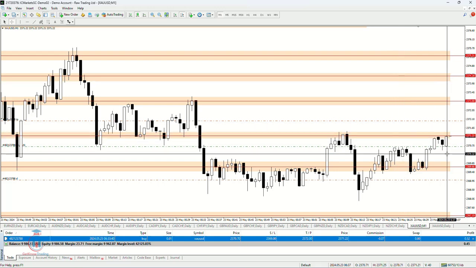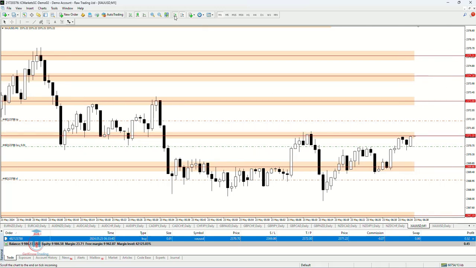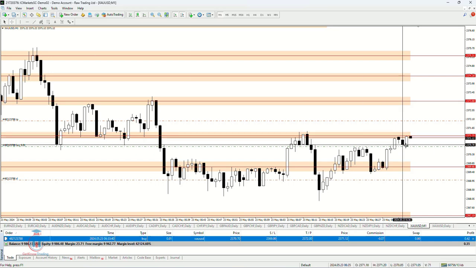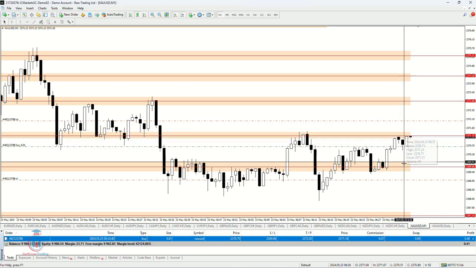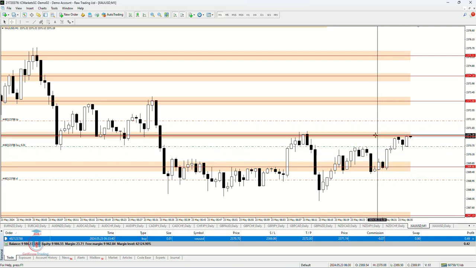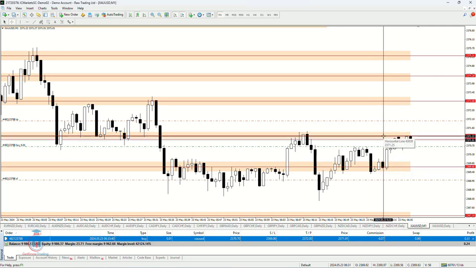So in this case, I have not used this strategy because I have opened the buy order just in between this resistance and the support level. If you would like to learn how to put these support and resistance lines and also supply and demand zones, I have another video on how to draw support and resistance with supply and demand zones. You can check that inside the playlist.